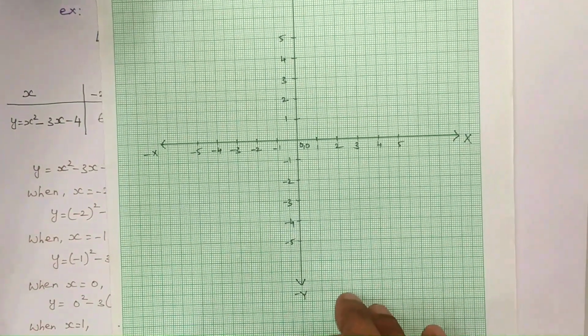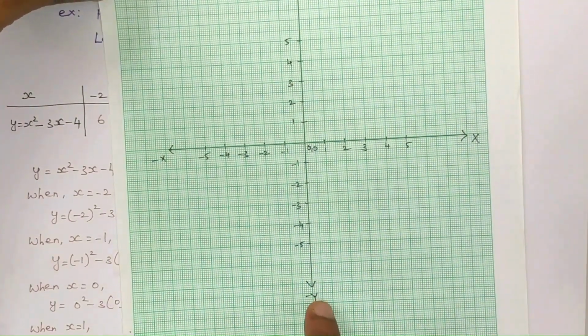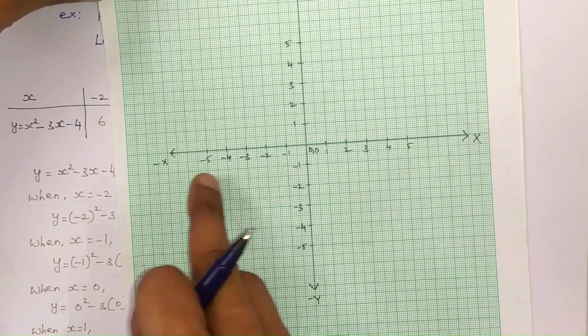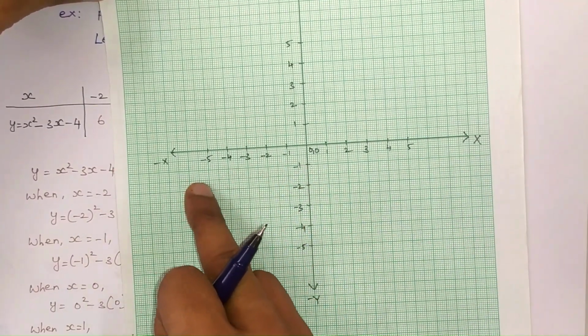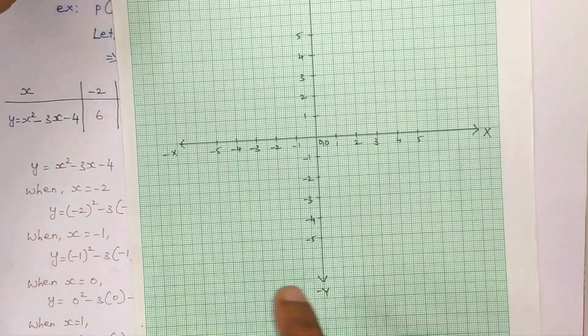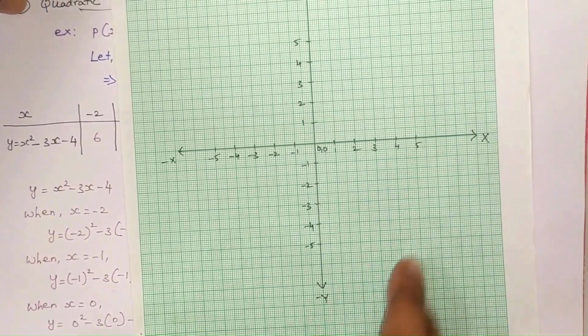So I have my graph sheet here. So the positive x-axis, negative x-axis, positive y and the negative y. Okay, 1, 2, 3, 4, 5 along the x, and along the minus x, minus 1 to minus 5, and along the y also 1, 2, 3, 4, 5, and along the minus y, minus 1 to minus 5. Okay, so now I will try to plot all the points.